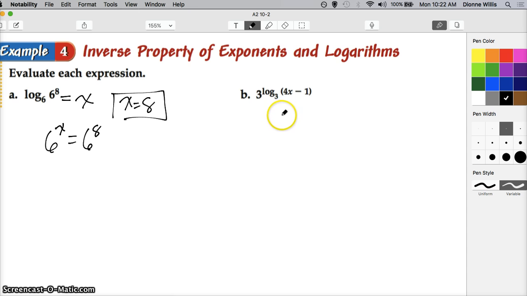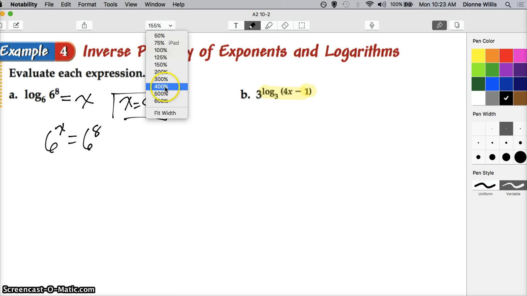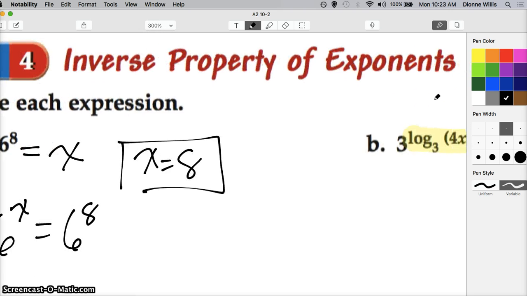Let's try this one. So here we have 3 to the power of log base 3 of 4x minus 1. My goodness, what's happening here? Let's first just take a look at the exponent here. This exponent refers to an exponent. It's too much to think about. This is so crazy, I'm going to zoom in. So I'm zooming in to the wrong problem. Let me go back to the correct one.